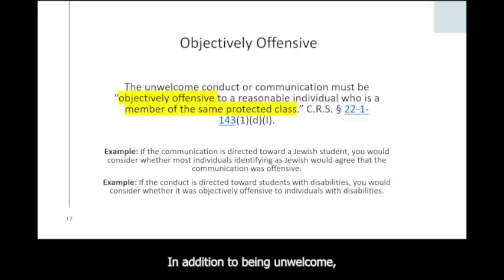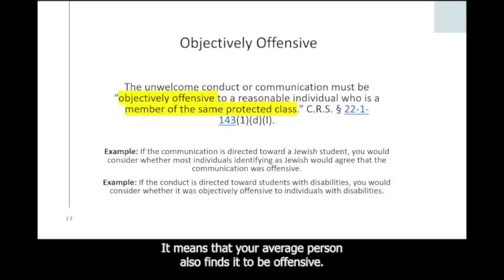In addition to being unwelcome, it must be objectively offensive. What do we mean by objective here? It means that your average person also finds it to be offensive. So it can't just be about how the one student feels. It has to be about what your average student feels. However, our Colorado statute also has a very important distinction here. It has to be objectively offensive to an individual who is a member of the same protected class.